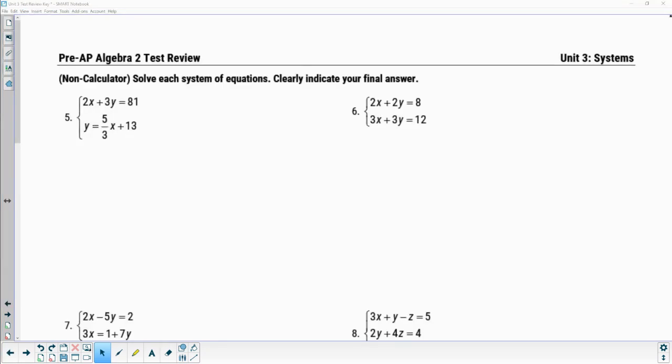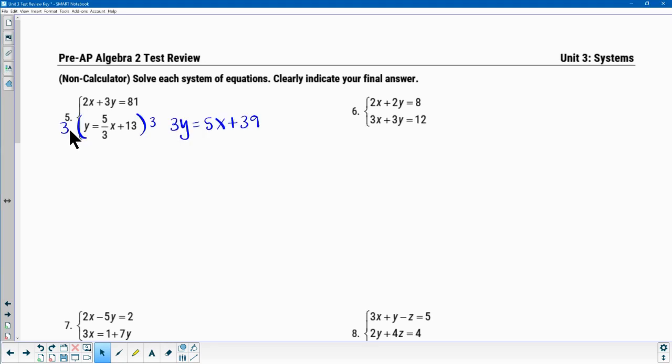You are going to solve 5 through 8 either using substitution or elimination. So let's look at number 5. Number 5 is already set up for substitution, so that's what I'm going to follow. y is equal to 5/3 x plus 13. Personally, I don't love fractions, so what I'm going to do instead is multiply this entire equation by 3. So I'm going to get 3y equals 5x plus 39.